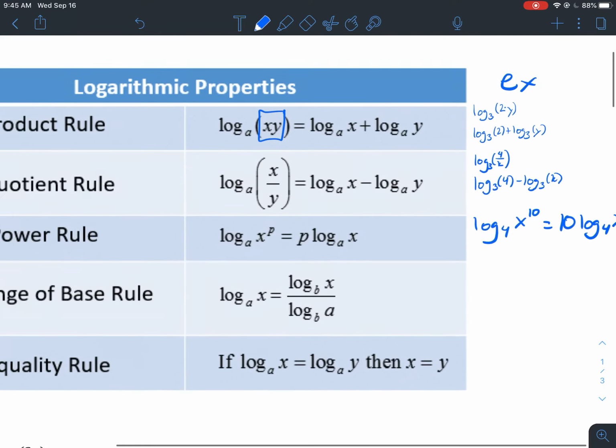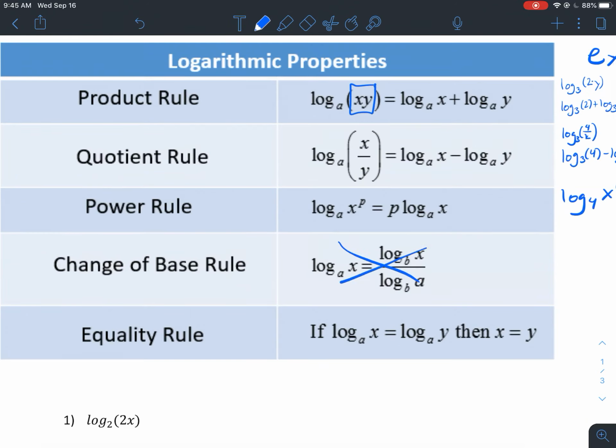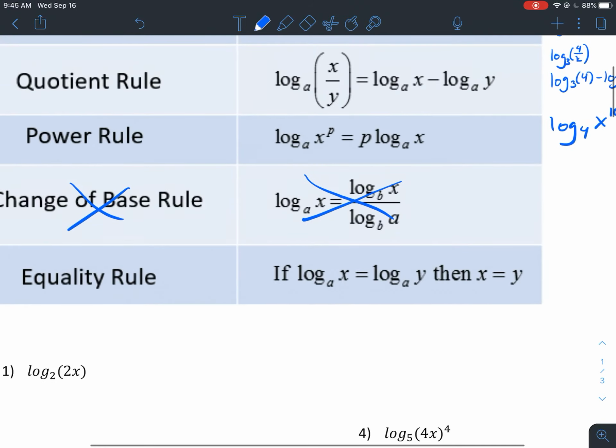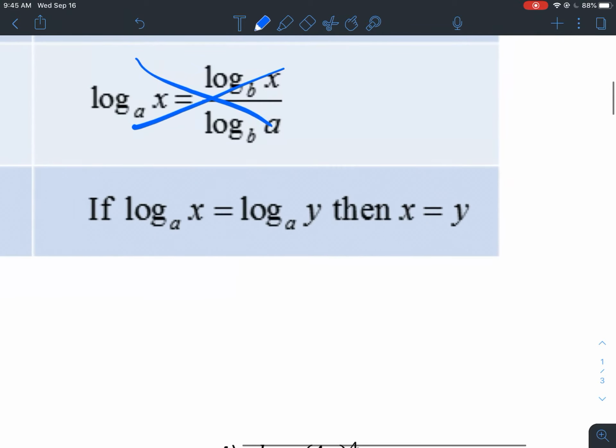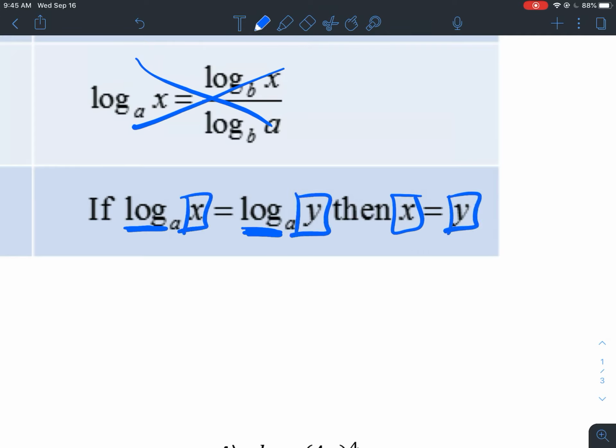Now, for the change of base, that was just in this chart that I put in there. Don't worry about it. We'll come back to that. You don't need to know that for the time being. And then for the equality rule, if you have the same log base, you can set whatever is inside of the logarithm equal to each other.